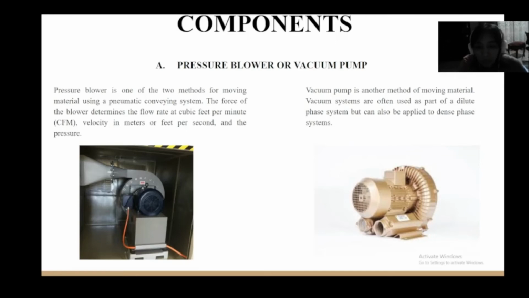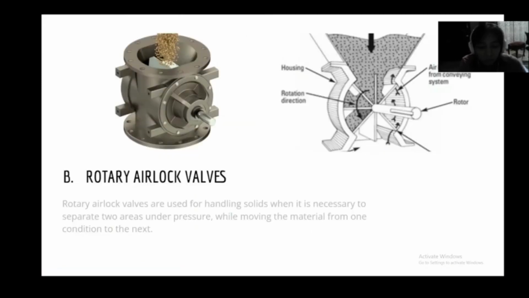Vacuum pump is another method of moving material. Vacuum systems are often used as part of a dilute phase system, which will be discussed later on, but can also be applied to dense phase systems. An electric-driven vacuum pump is the most efficient and recommended method for producing the vacuum.